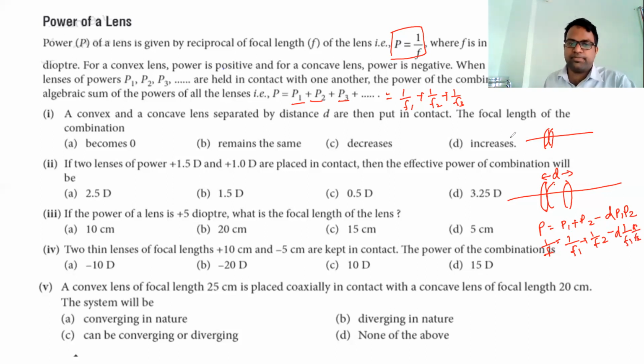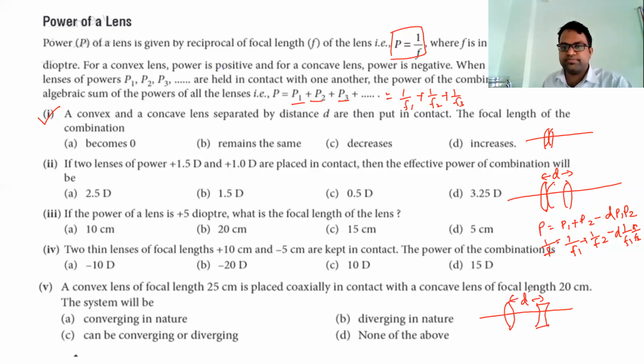Now let us solve these questions one by one, based upon this information. First, question number 1: a convex and a concave lens are separated by a distance, then put in contact. What happens to the focal length of the combination? The question says the concave and convex lens are separated by a distance. So initially there was a convex lens and a concave lens, separated by a distance d. Then what will be their combination?